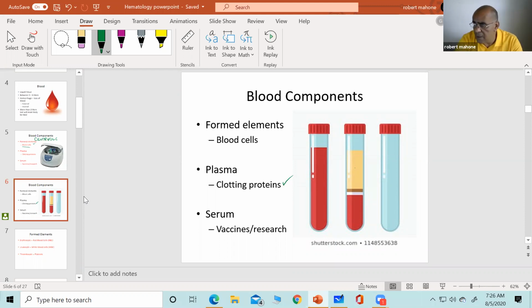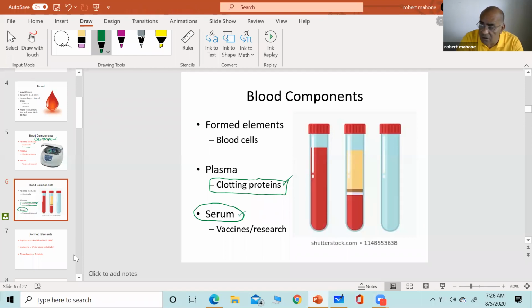Now, these clotting proteins can also be removed from the sample if you are trying to get down to the simple liquid part of blood, the stuff we call serum. You're going to have to take the blood cells out, then you're going to have to take the clotting proteins out. Once these are removed, what you have left is called serum. And that's also really easy to do. It's easier to take the clotting proteins out than it is to take the formed elements out.